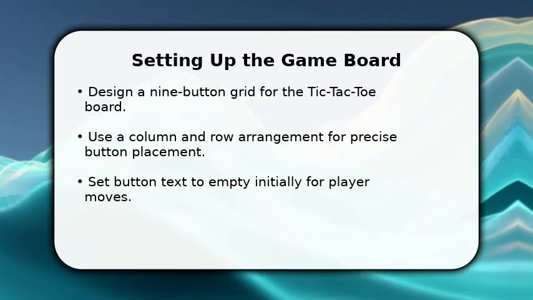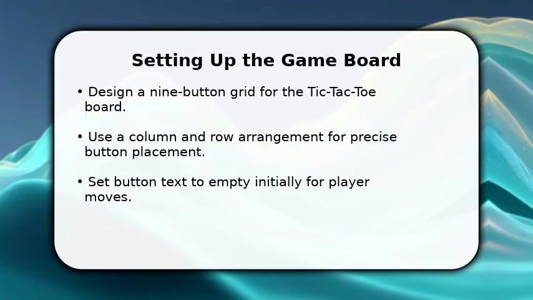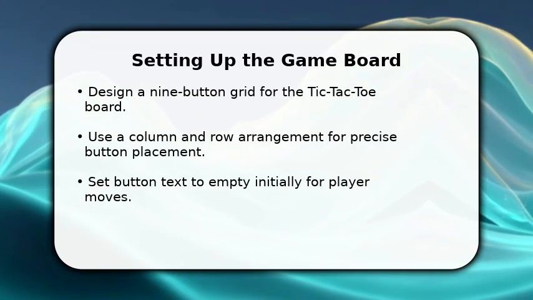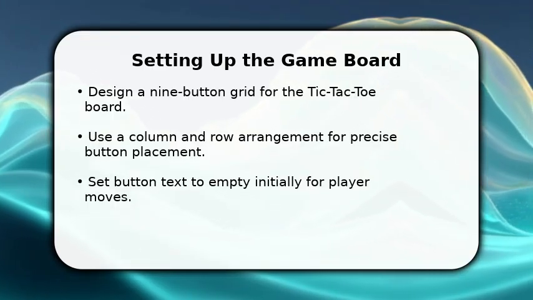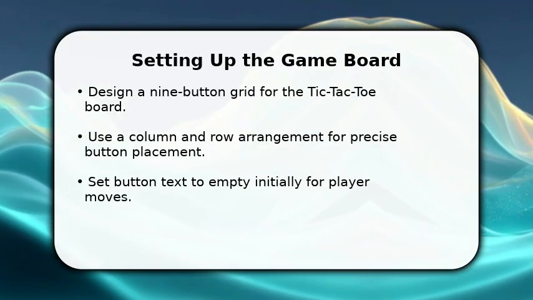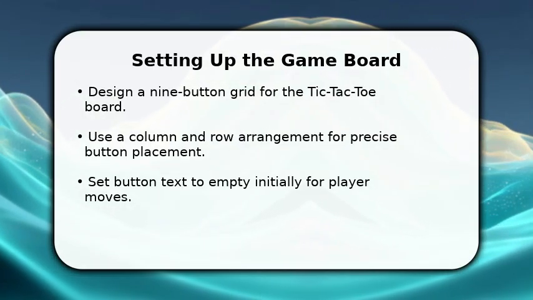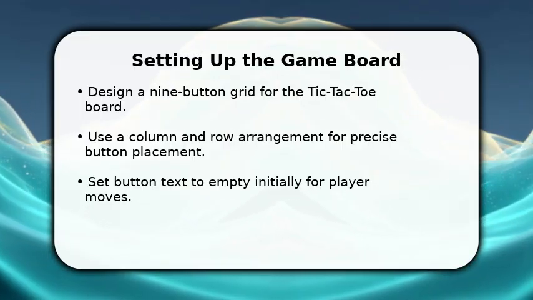First, let's set up our game board. We'll need a grid of 9 buttons, arranged in 3 columns and 3 rows. Make sure each button is a consistent size, perhaps 80 pixels wide and 80 pixels tall, to create a clean, square layout. Initially, leave the button text blank.